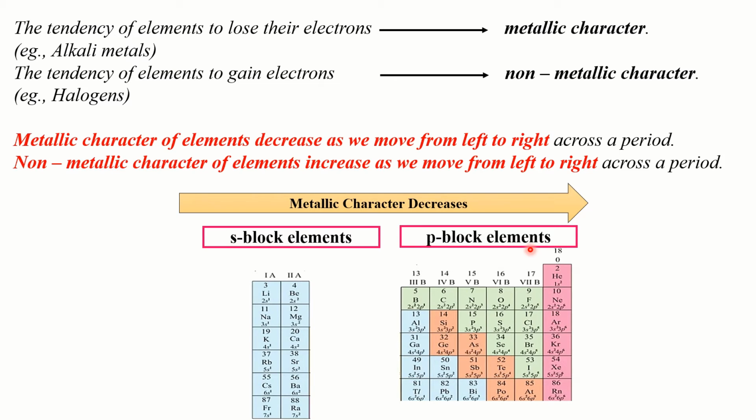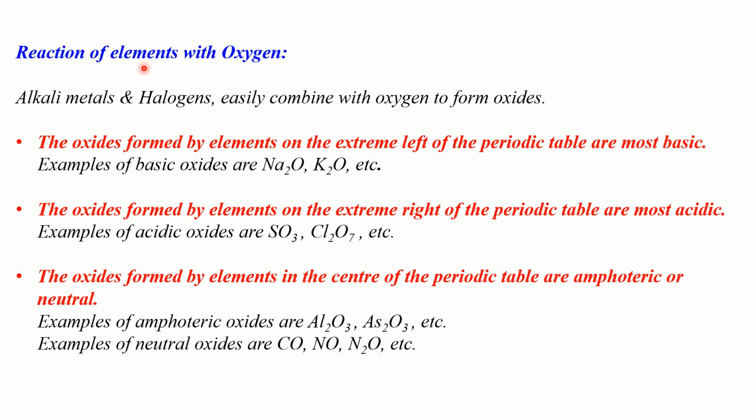And the non-metallic character of elements can be linked to the tendency of those elements to gain electrons. Now look at halogens. Halogens are placed in the extreme right position of the periodic table, and they have a greater tendency to gain electrons in order to have 8 electrons in their outermost shell. So this tendency of elements to gain electrons can be linked to their non-metallic character. The chemical reactivity of an element can be best understood by its reactions with oxygen and halogens.